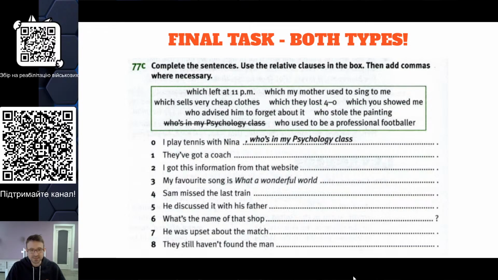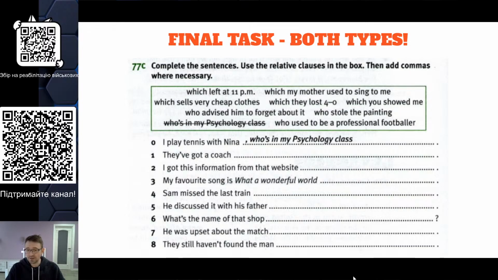And the final sentence, number eight, they still haven't found the man who stole the painting, and here we do not need a comma in this situation because we need to know which man you are talking about. They still haven't found the man. Okay, what man? We don't know. So this is necessary information for the sentence.